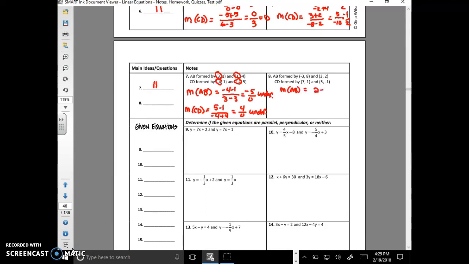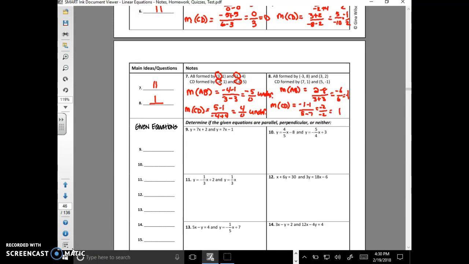All right, number 8. The slope for AB is 2 minus 8 over 3 plus 3. So that gives us -6 over 6 equals -1. And the slope for CD equals -1 minus 1 over 5 minus 7. So we get -2 over -2, and that's 1. So one's negative, one's positive. They're the opposite, so we're going to say that's perpendicular.